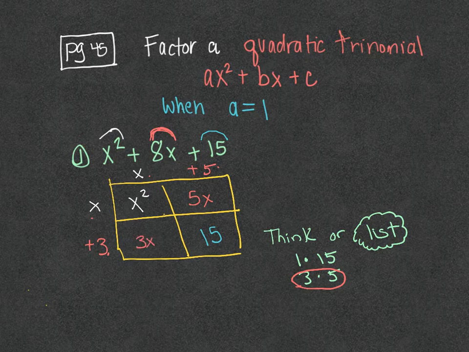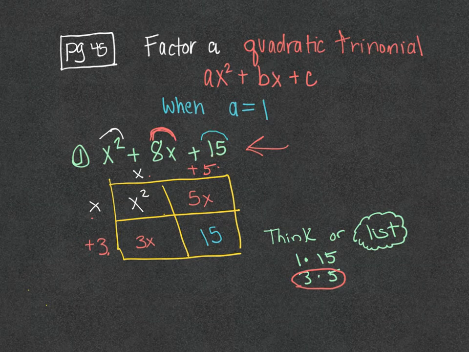So let's check ourselves. If I were to combine like terms, would I get back to this original quadratic trinomial? I would have the x squared, which doesn't combine with anything, but here it is in my original. I would have 3x and 5x, and those when combined give me 8x, which is what I wanted. And then I have 3 times 5, which is 15, which is what we had.